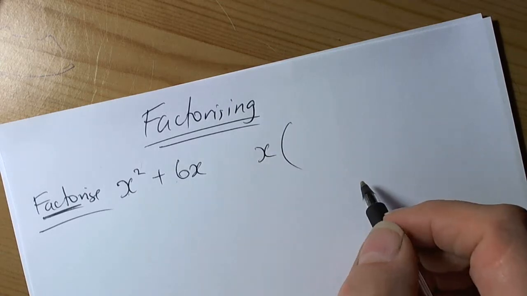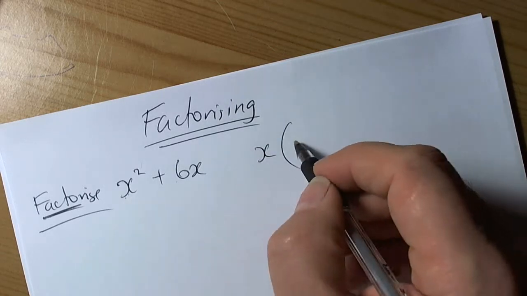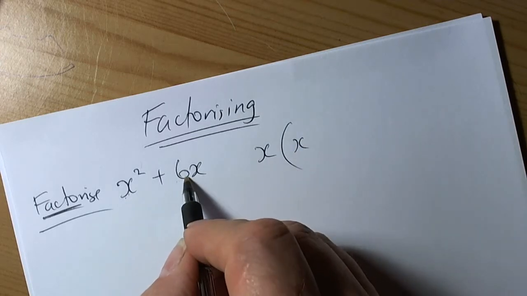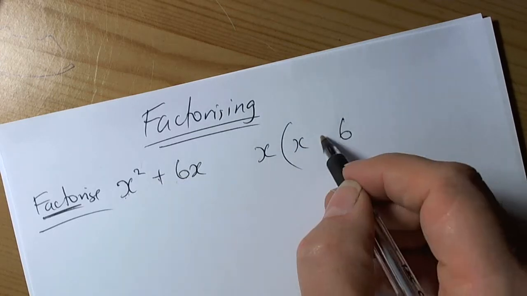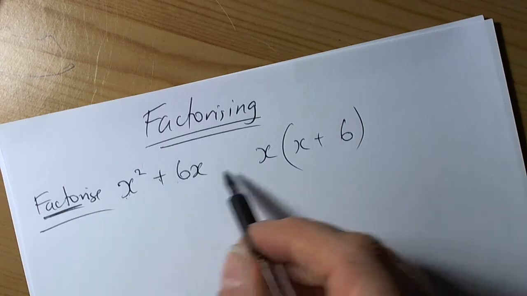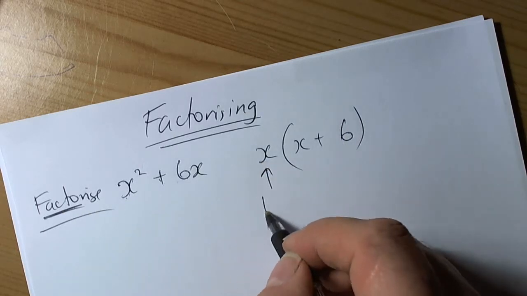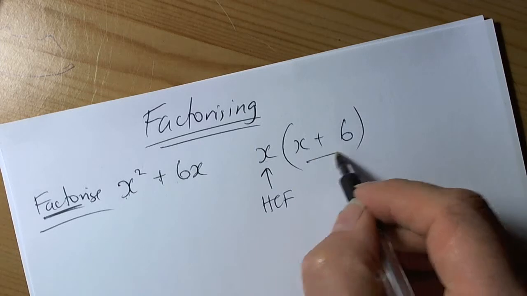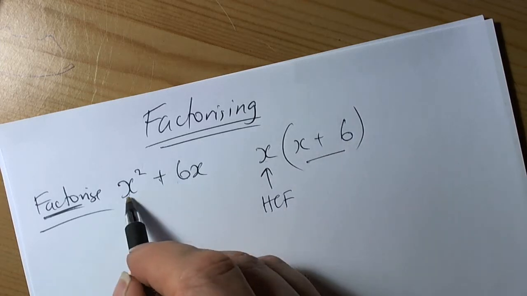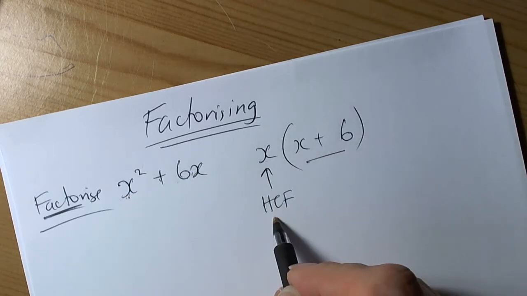That goes outside the bracket. If I divide x squared by x, I'm left with x, and if I divide 6x by x, I'm left with 6, and there's a plus sign. So factorising that, you'd get this. This outside is called the highest common factor. This inside is what's left by dividing through those parts by the highest common factor.